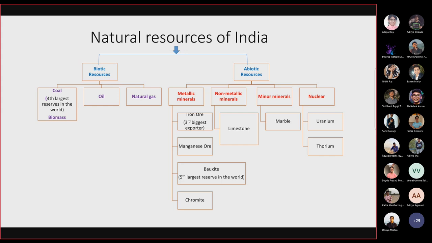We also have manganese ore, bauxite, and chromite. I just listed only four. We have many other types of metallic minerals available in our country. Non-metallic minerals, I've given the example of limestone. Limestone is available. Minor chemicals like marbles are available. We also have uranium and thorium. This is nuclear resource available. So the whole idea is we have these natural resources.